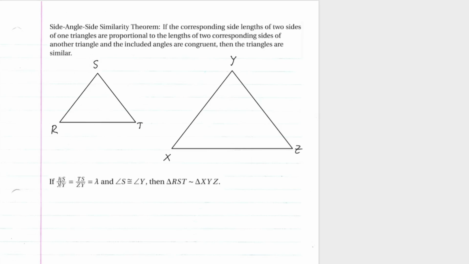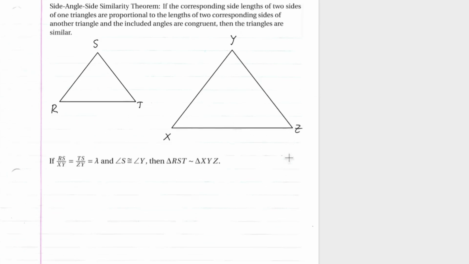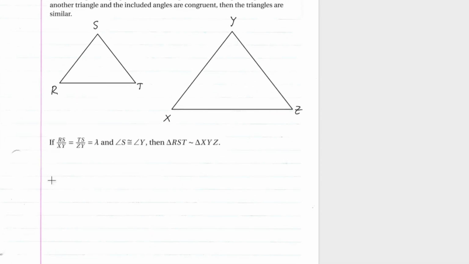So in essence, we want to prove that if RS over XY is equal to TS over ZY, and they're equal to the same proportion lambda, and angle S is congruent to angle Y, then triangle RST is similar to triangle XYZ. So let's go ahead and do this proof.